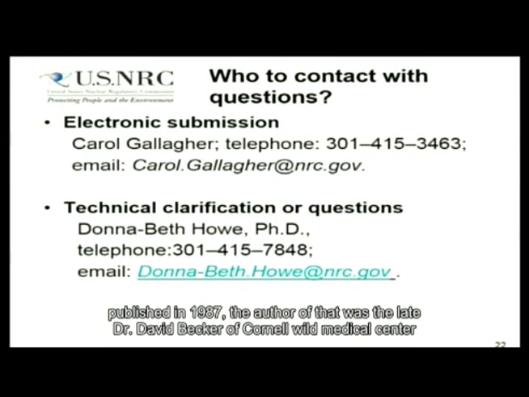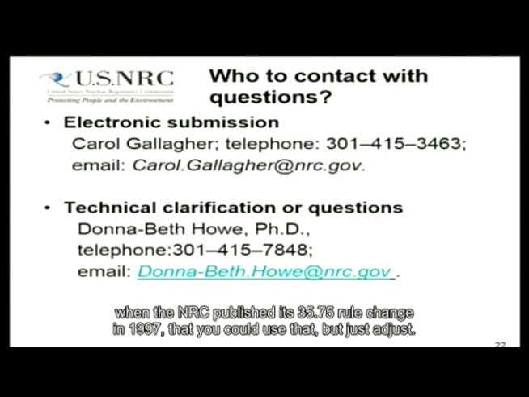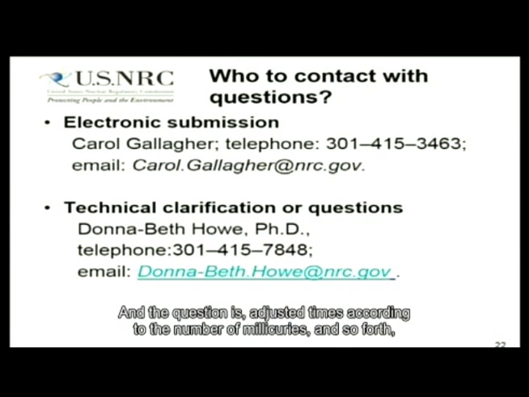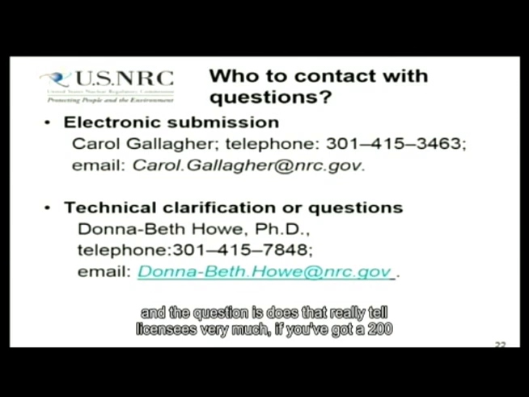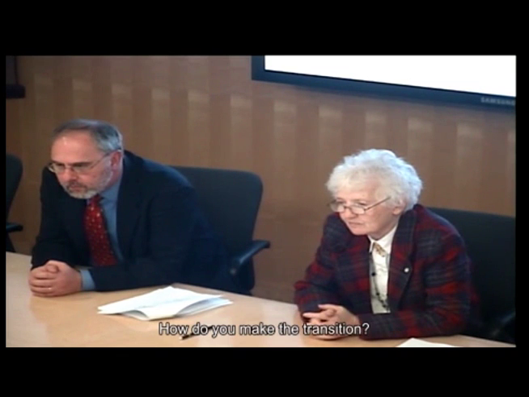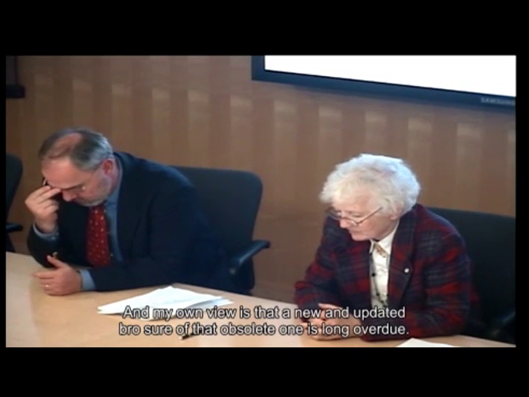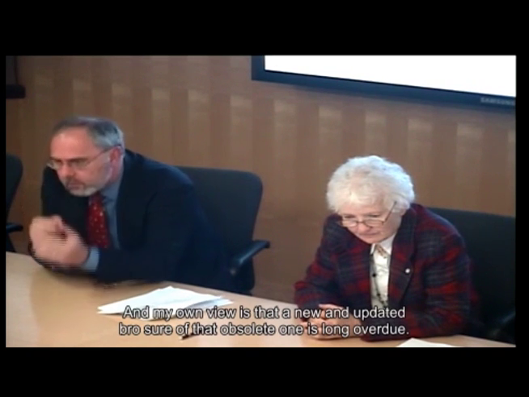The author of that was the late Dr. David Becker of Cornell Weill Medical Center, and it was very useful in its time, but that was in the days of the 30 millicurie rule, and when the NRC published its 35.75 rule change in 1997, it said that you could use that, but just adjust times according to the number of millicuries and so forth. And the question is, does that really tell licensees very much if you've got a 200 millicurie dose and you've got instructions that are appropriate to a 30 millicurie dose? How do you make the transition? And my own view is that a new and updated version of that obsolete brochure is long overdue.